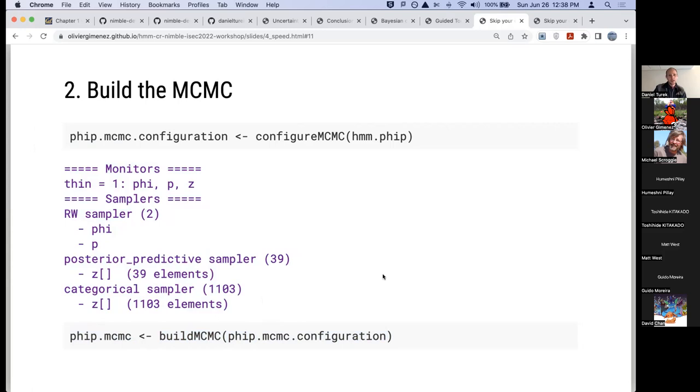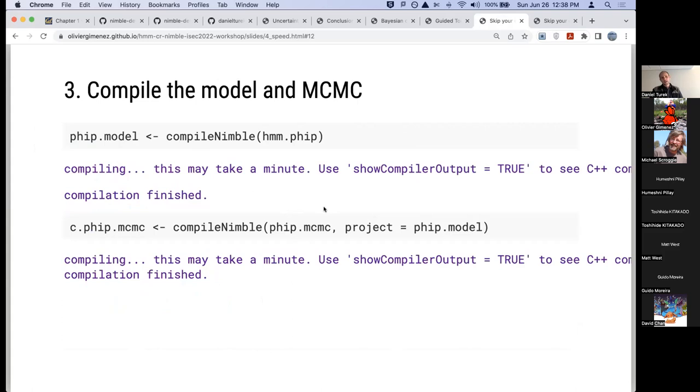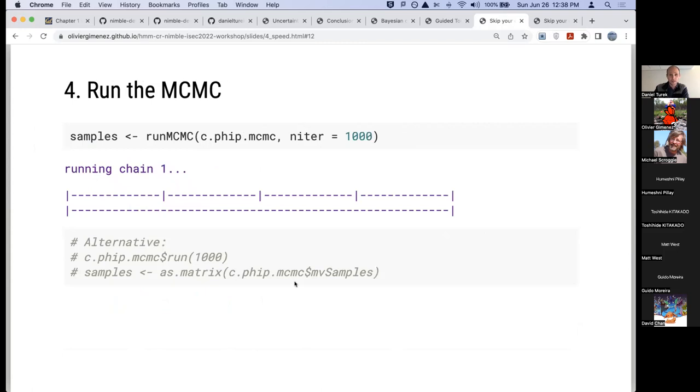And then you compile this, and this shows two separate compilation steps. They can actually be combined into one. Maybe I'll show that so you don't have to go through compilation twice, and then run the MCMC right here using the runMCMC function to get samples and summaries of that.